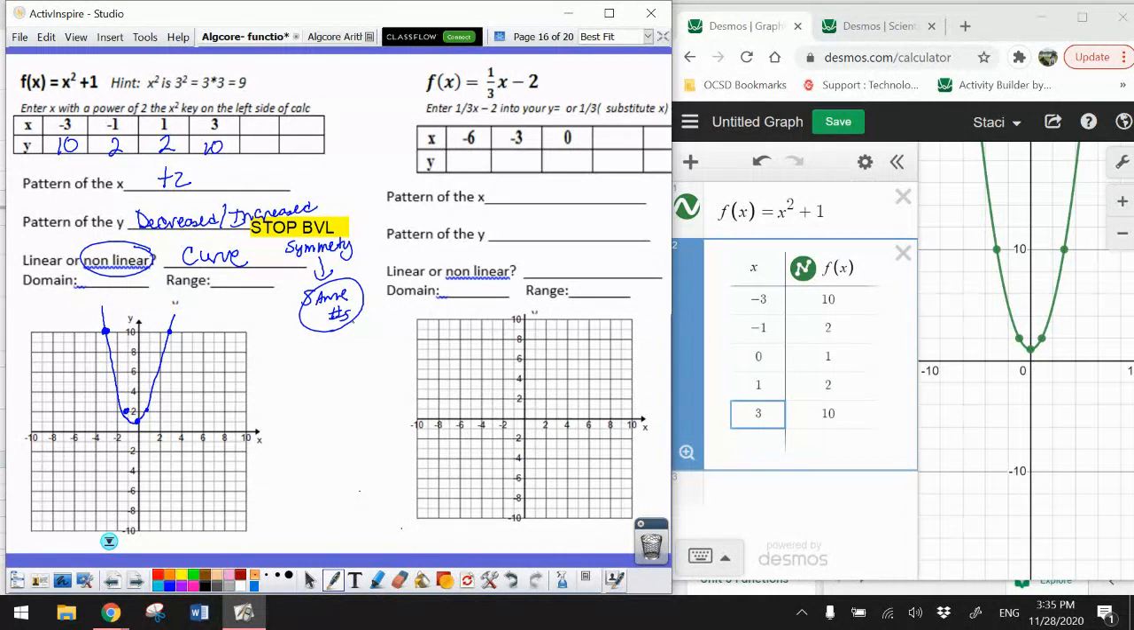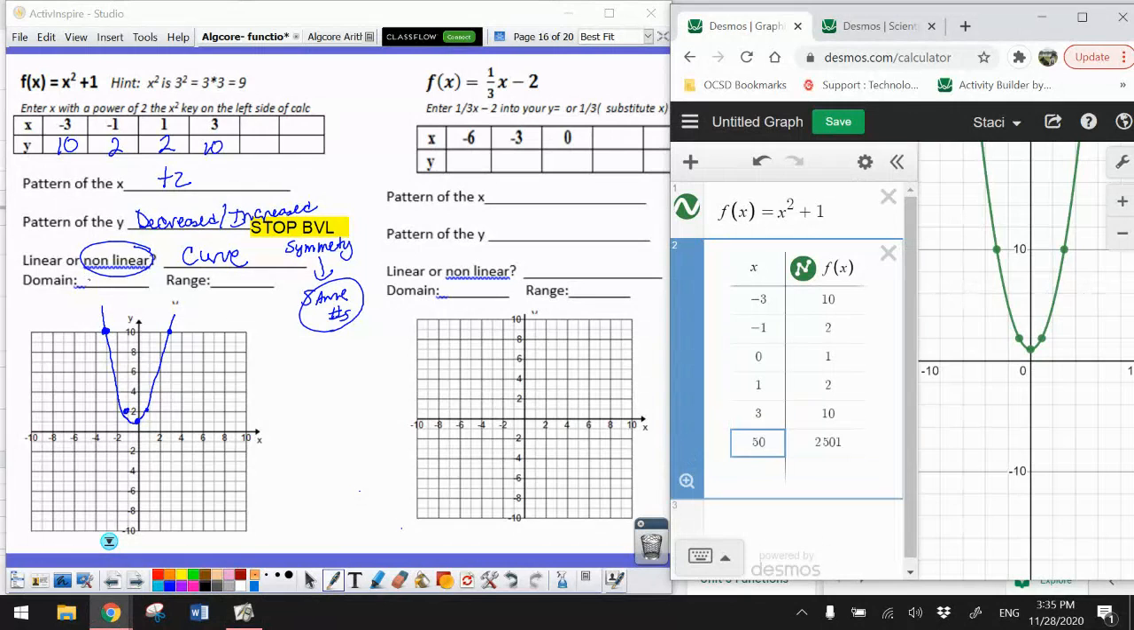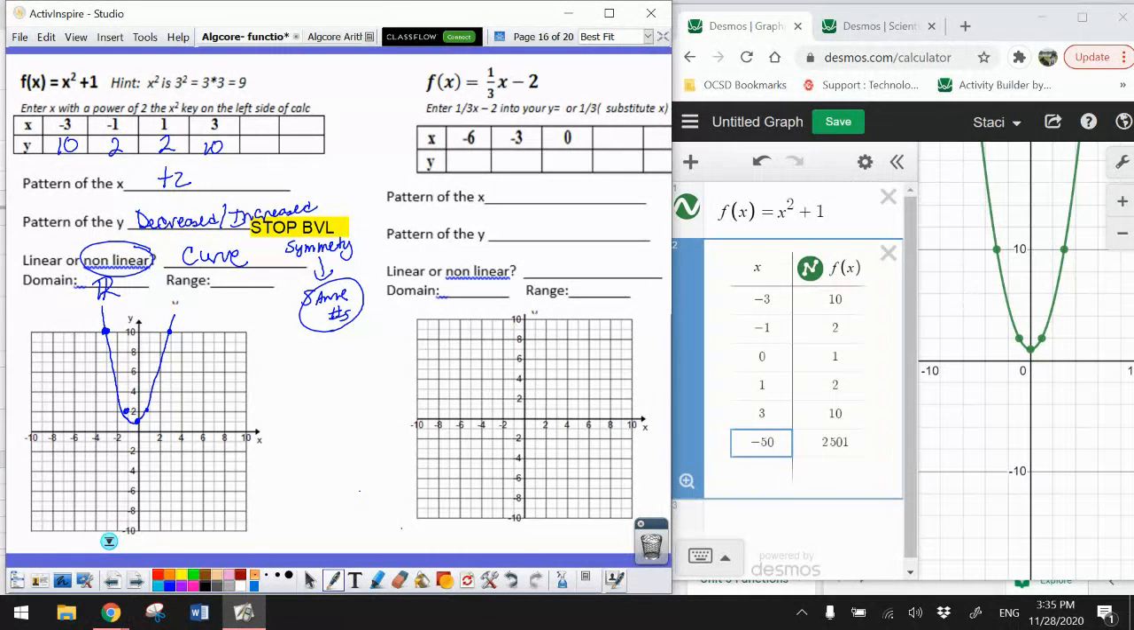Okay, domain and range. It's a quadratic. Can I put in other numbers for x? Can I put in 50? Yep. Can I put in negative 50? Yep. So that means my domain is going to be all real numbers. What about my range? Does it have a maximum or a minimum or someplace that it stops? Yeah, it's stopping right there at the 1. So real numbers, it's going up from there, greater than or equal to 1.